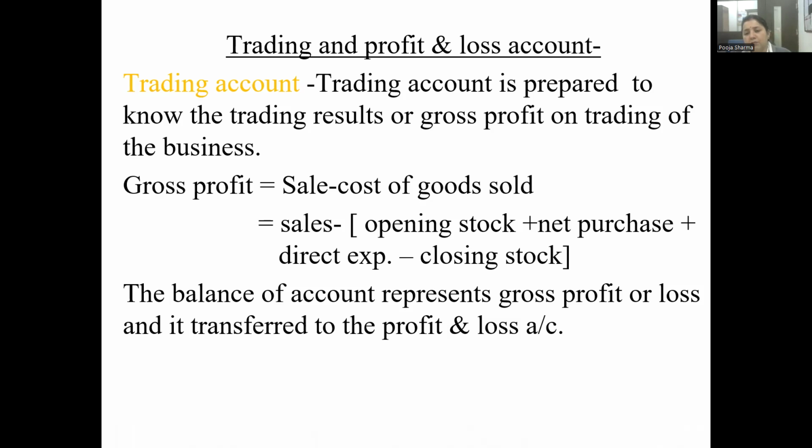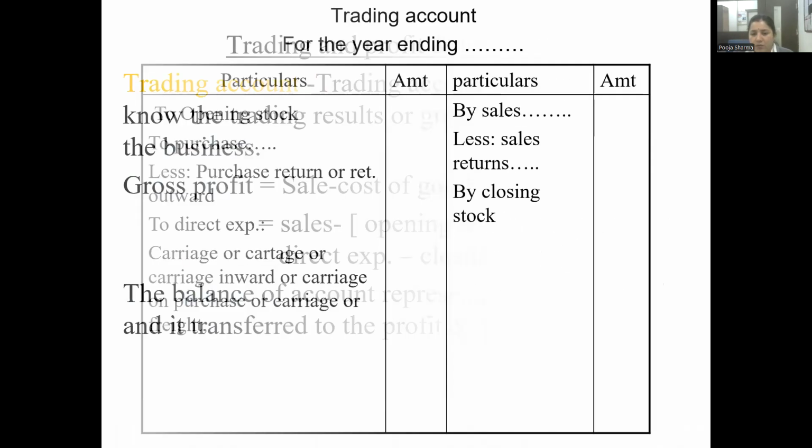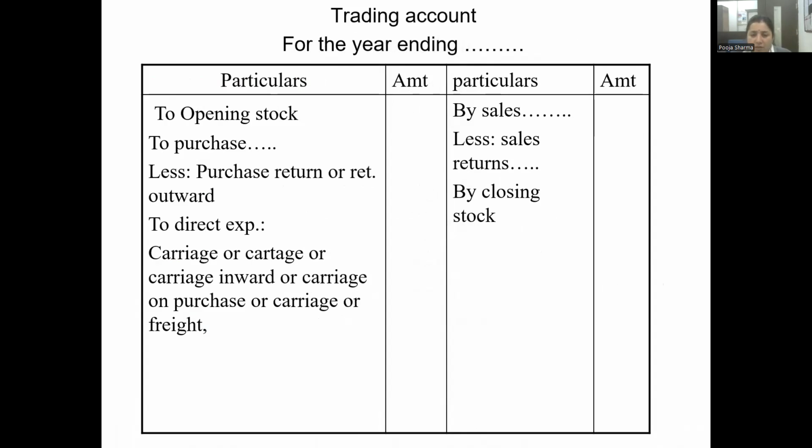So the trading account is prepared on the basis of direct expenses and direct income. Direct income you will write on the credit side, and direct expenses on the debit side. Here is the format for preparing the trading account. On the credit side you can see the sales amount or revenue, and the debit side is for the expenses. On the basis of the nominal account, all the expenses come on the debit side, and all the revenues, income, or gains come on the credit side.